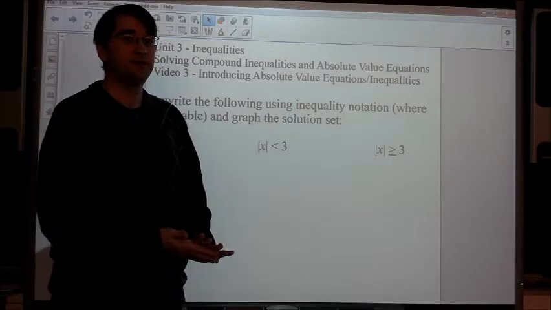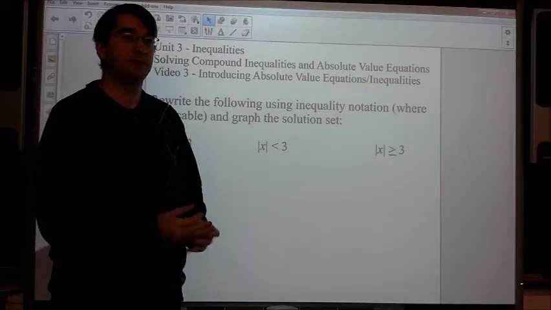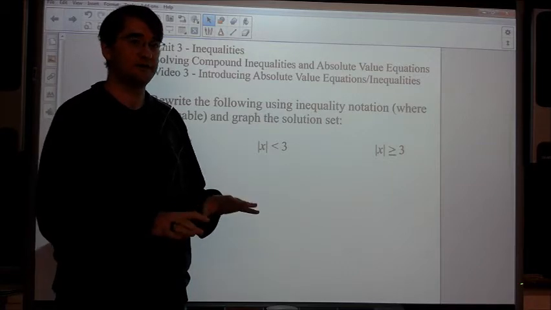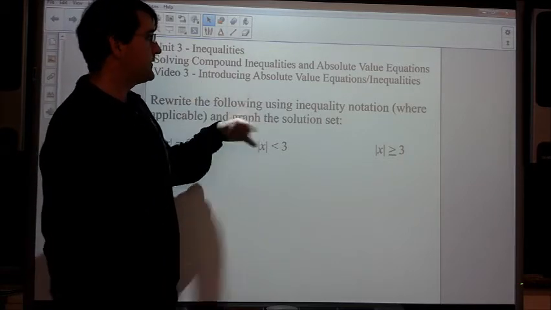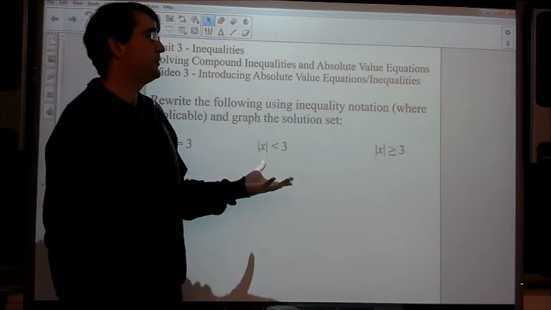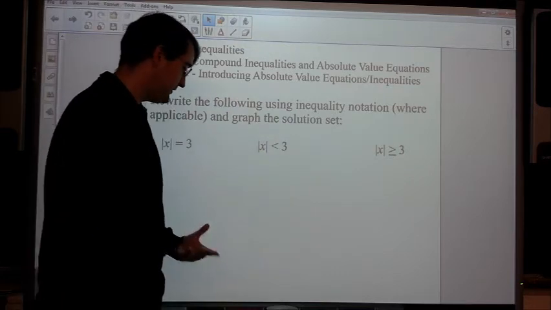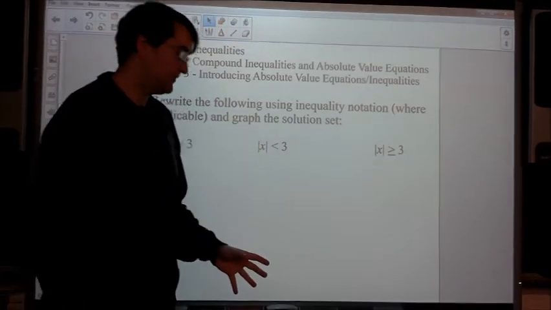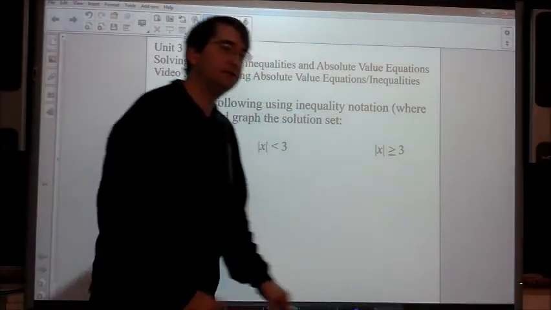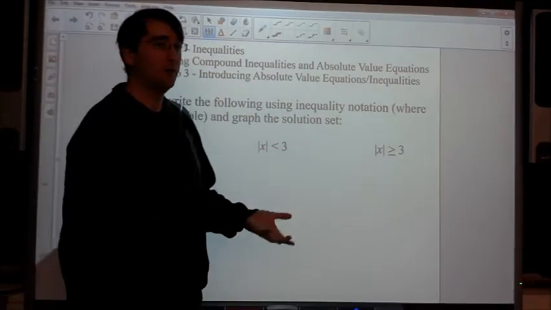All right, the next part of this unit is a little bit tricky to follow through and to understand. So we're going to start very simple. I want to introduce the idea of an absolute value equation and inequality. And you've learned about absolute values before, but probably not in the context of any kind of an equation.